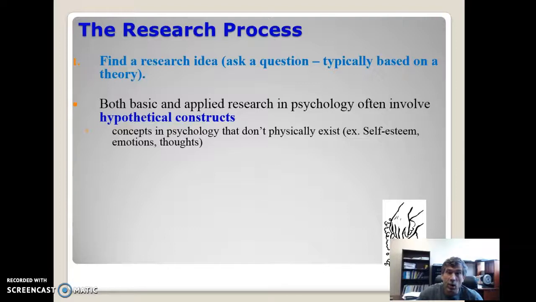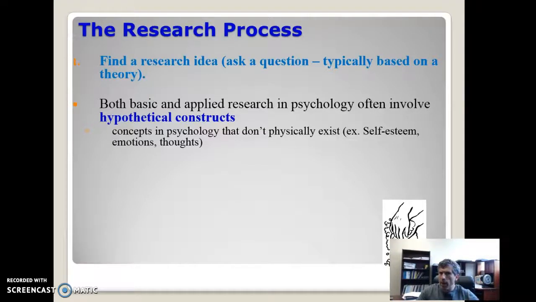Emotion is a label that we give to a cluster of things: the way that we process information, the physical responses we have, the experience of being happy or angry or sad or whatever other emotion, and the behaviors that it leads to. But it isn't physically there. Same thing with things like self-esteem, with people's beliefs, other thoughts.